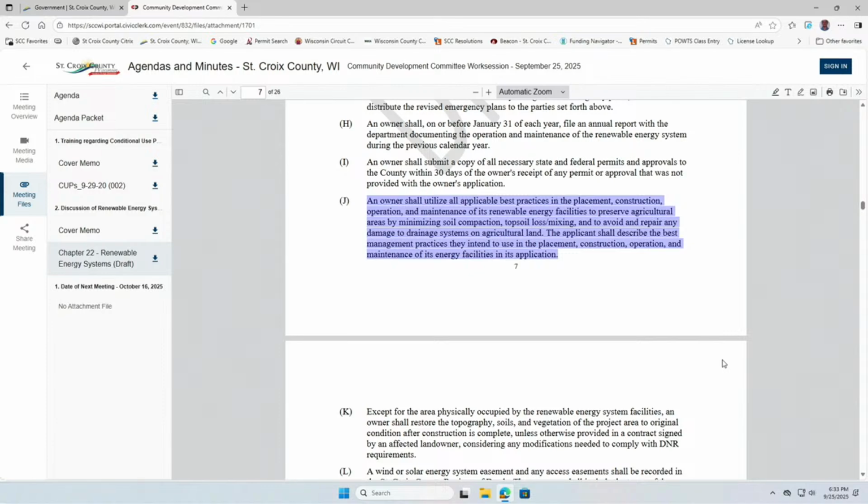The applicant shall describe the best management practices they intend to use in the placement, construction, operation, and maintenance of its energy facilities in its application. And so I think that kind of addresses a lot of the long-term impacts that these facilities might have.